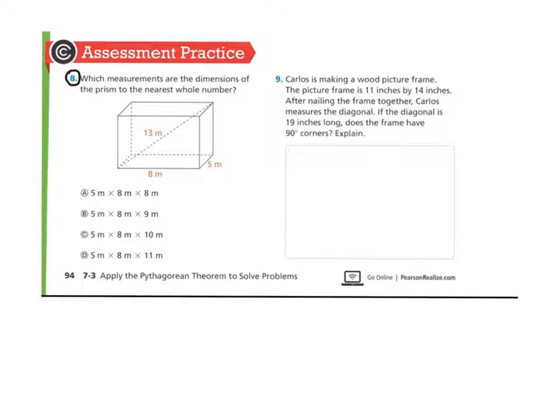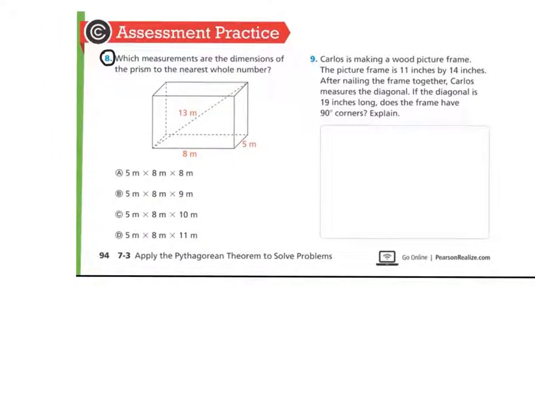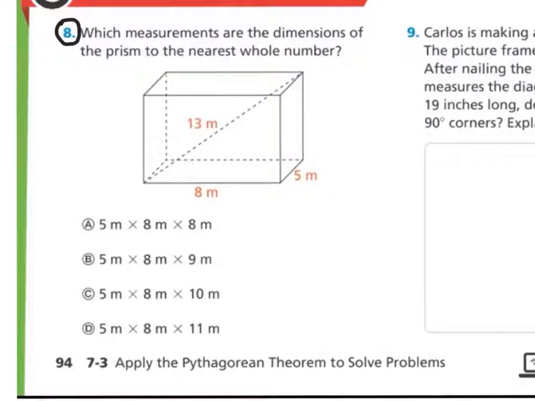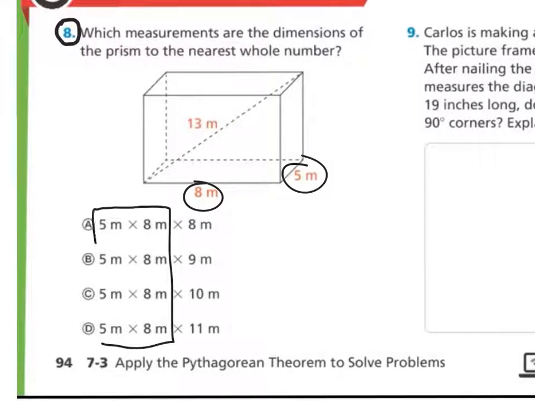Number 8 asks which measurements are the dimensions of the prism to the nearest whole number. So dimensions of the prism, that's our length, width, and height. Well, they already told us 2 of them. We already know the 5 and the 8. Unfortunately, that does not eliminate any answer choices because 5 and 8 are in all of these answer choices. And this says to the nearest whole number, so you might be thinking then it's not going to be coming out evenly.